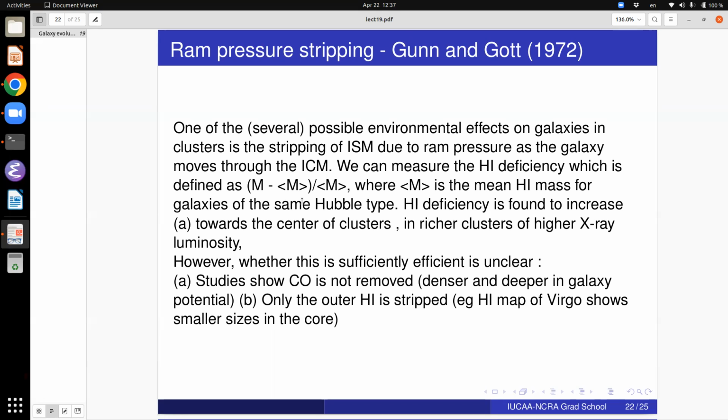However, whether this is sufficiently efficient is unclear, because whether it can completely stop star formation or only in the long term, that part is unclear, because studies show that CO is not removed. The carbon monoxide, and therefore the associated molecular hydrogen, is not removed, because that typically sits in the deeper potential, in the denser areas.